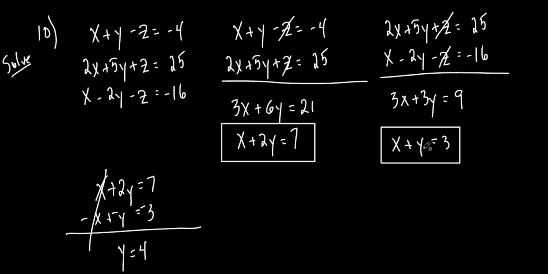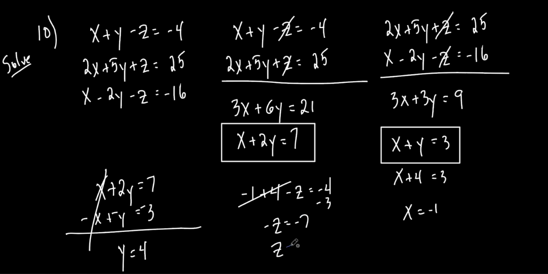Let's solve for x. Let's put the y right here. So x plus 4 equals 3. Subtract 4 from both sides. So x is -1. And then let's solve for z. Probably the first one's the easiest. So x is -1, plus y is 4, minus z equals -4. That's a 3. Subtract 3, correct? Negative z equals -7. z equals 7. And then you write it all together as an ordered triple. The x goes first, the y goes next, and the z goes last. And that is the one you're going to circle right there.